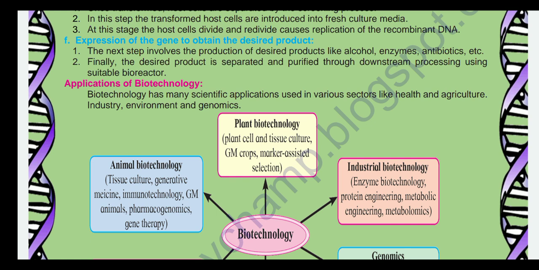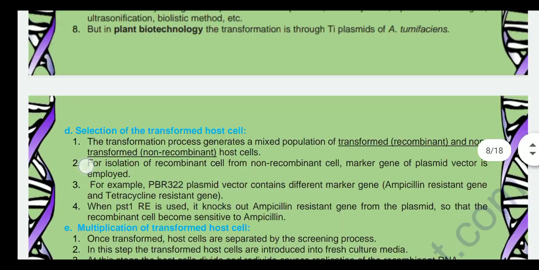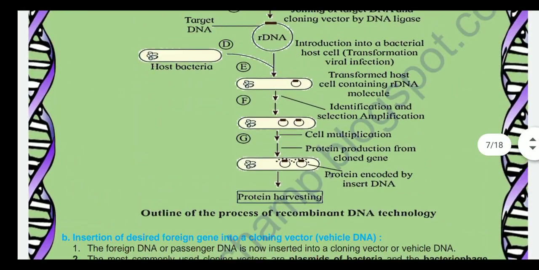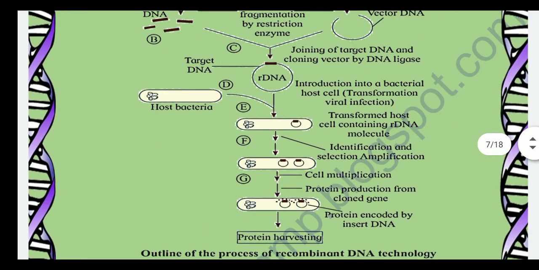Expression of the gene. The next step is expression of the gene to obtain the desired product. This step involves production of desired products like alcohol, enzymes, antibiotics, etc. Finally, the desired product is separated and purified through the downstream process using a suitable bioreactor. This whole process can be easily understood by this diagram.